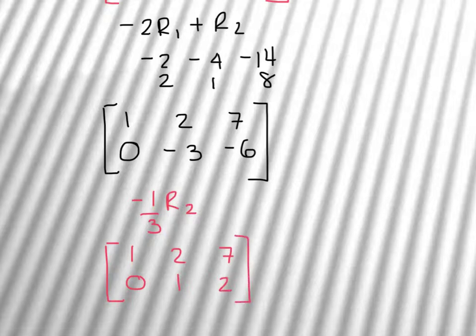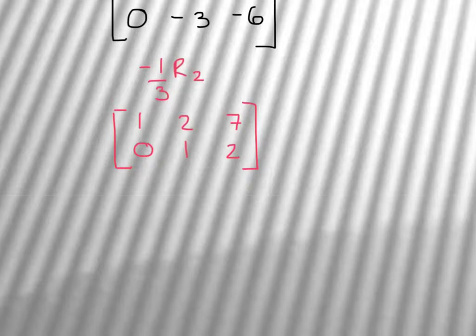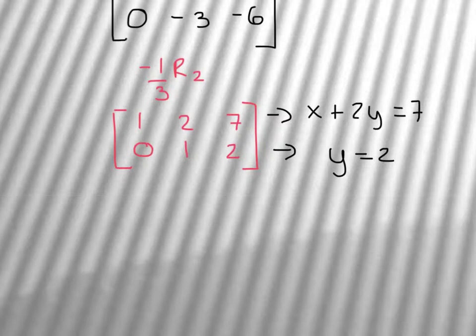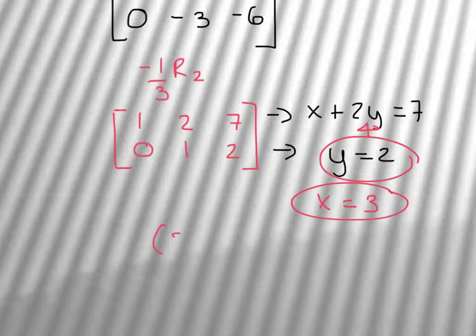Now I have a system that I can back substitute. Here I can rewrite this as y equals 2, and the top can be rewritten as x plus 2y equals 7, and now I can back substitute. 2 times 2 is 4, 7 minus 4 is 3, so x equals 3. So now I have a solution to the system, and that is (3, 2).